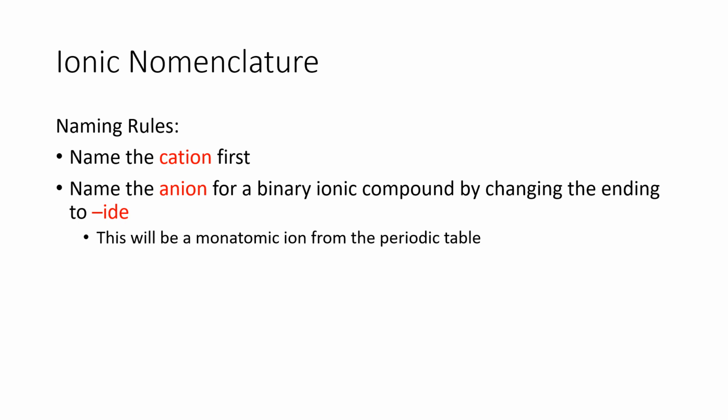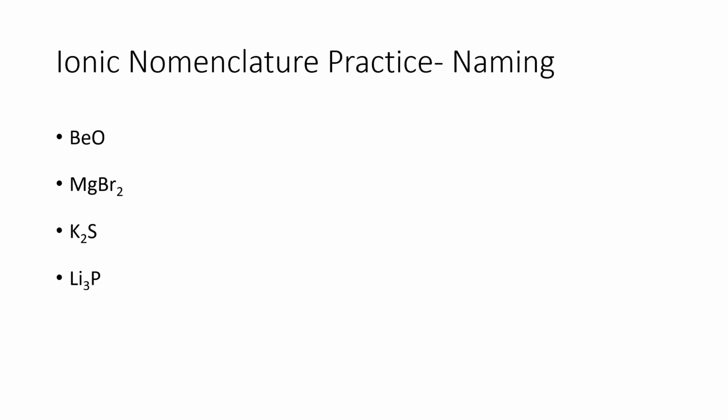So this will be a monatomic ion from the periodic table, not something like peroxide, which is O2. Even though oxygen is on the periodic table, it already has that subscript. We are not going to use prefixes when naming ionic compounds. We're going to take a couple minutes to do some examples.